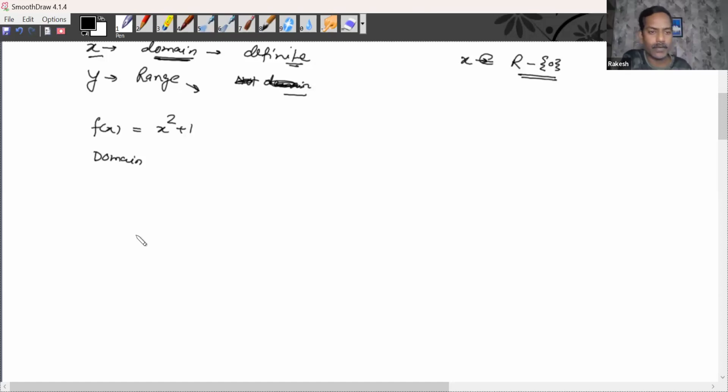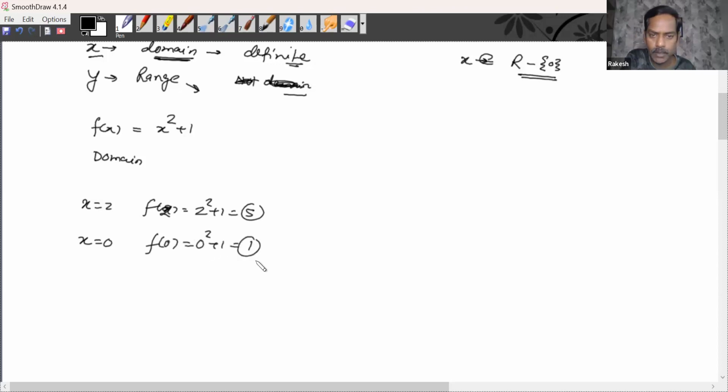For example, if I take the value of x to be 2, then f of 2 would be what? 2 square plus 1, which will give me 5. It's a definite value, right? Even if I take the value of x to be 0, f of 0 would be what? 0 square plus 1, which will be equal to 1. Again, a definite value. Even if I take a fraction, f of 1 by 2 would be what? 1 by 2 whole square plus 1, which comes out to be 5 by 4. Again, a definite value. I can take negative values also.